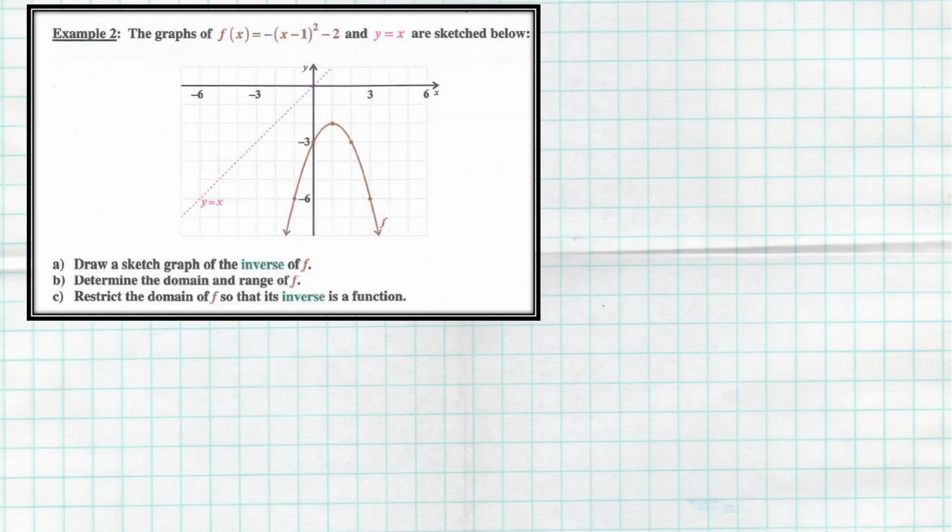Okay, let's take a look at example 2, and you are given a parabola again, f(x) = -(x - 1)² - 2, and you are also given the line y = x. So the first questions, A and B, I'll give you these two questions as part of your fun activity exercise, and just drop your answers in the chat, and let's see if you can get this correct. So let me focus on C really, because this is just some new content that has been added in your grade 12. It says restrict the domain of f so that its inverse is a function, right?